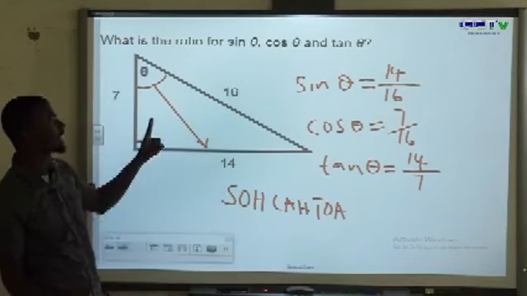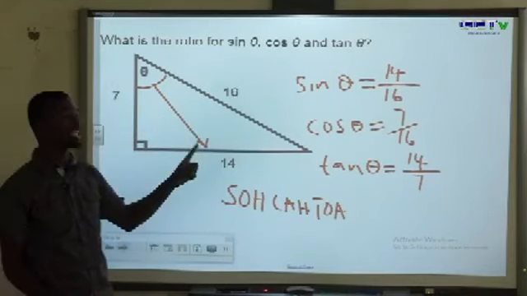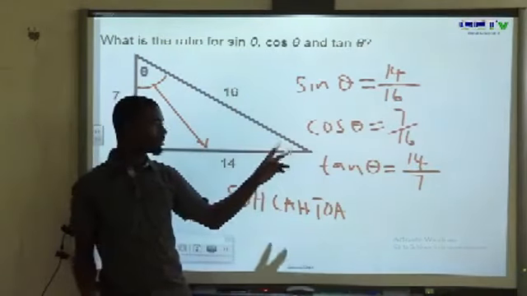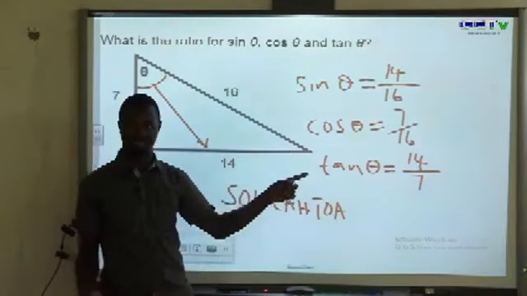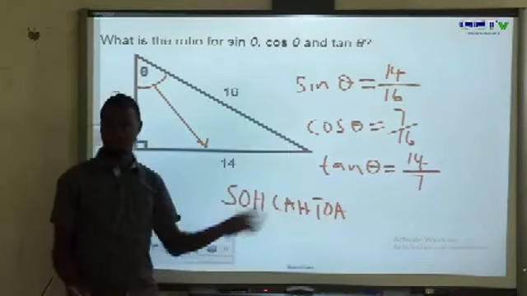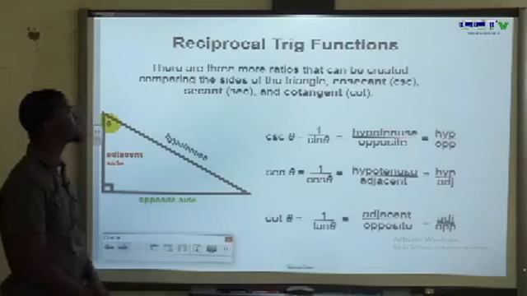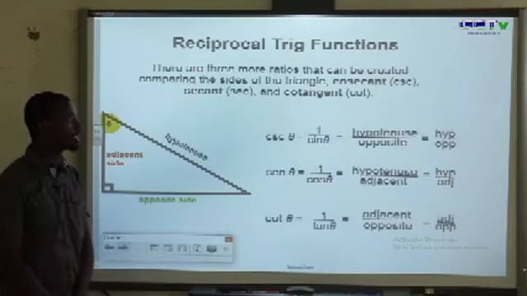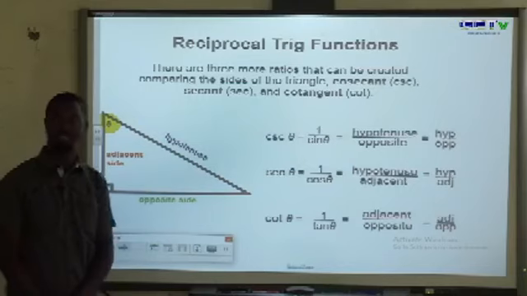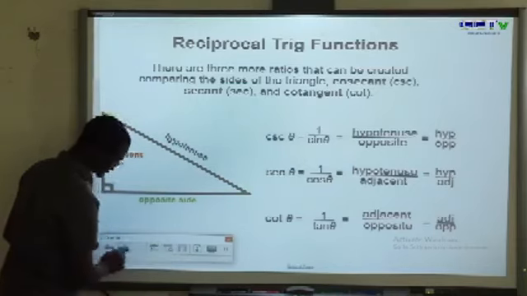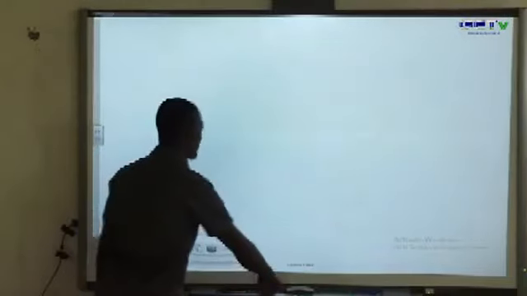We are asked to find the ratio of sine theta, cos theta, and tan theta. So these are the ratios of sine theta, cos theta, and tan theta with respect to the trig ratios we learned. Reciprocals of the trigonometric functions. Now let's look at the reciprocals of the trig functions.